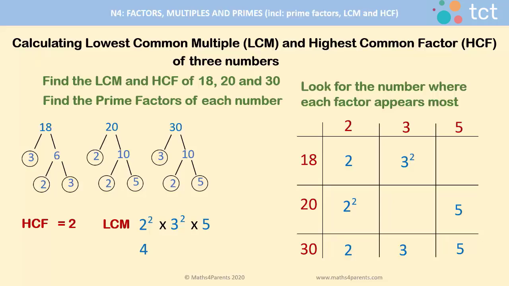That's the same as 4 times 9 times 5. 4 times 9 is 36. When I'm multiplying by 5, I always multiply by 10 and then halve it. So 36 multiplied by 10 is 360. If I halve that, it's 180. So the lowest common multiple of 18, 20 and 30 is 180.